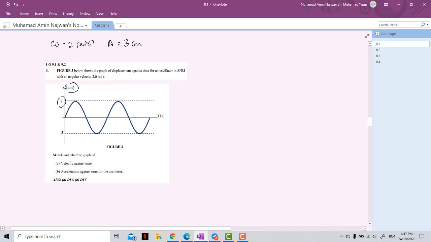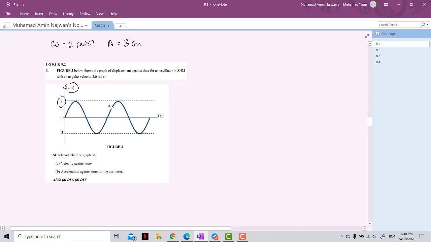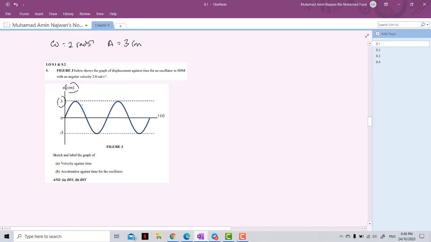The question asks to sketch and label the graph of velocity against time. We know it completes one cycle. Hopefully you can see it completes one cycle, meaning one cycle from the top down to here. So this is one cycle, and another cycle there.